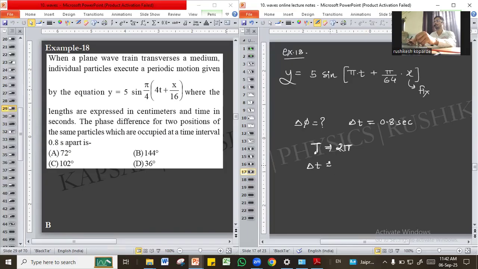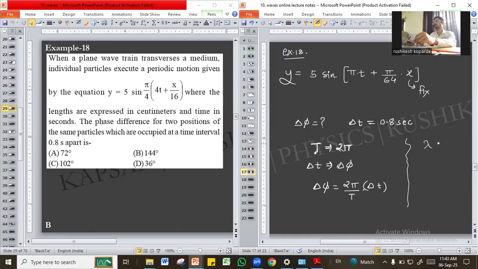Then in the given time interval, what is the phase difference? You know, phase difference is equal to total phase change upon total interval into your interval. This is the formula. I think I have already given this formula to you. Similar can be done if you fix the time and check the positions. Then also you can calculate the phase difference.